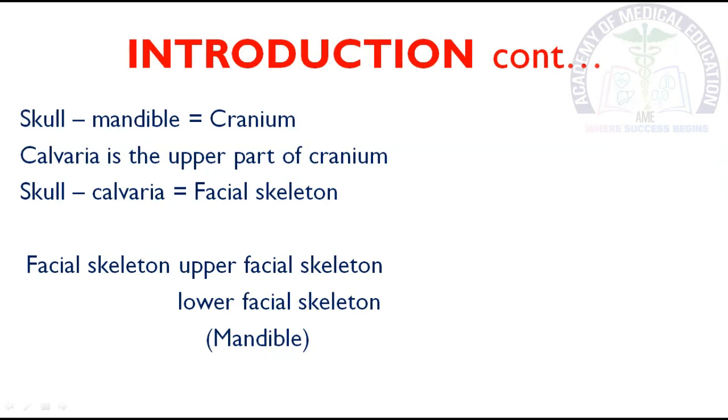Then to summarize the introductory part: skull minus mandible is equal to cranium. Calvaria is the upper part of the cranium. Skull minus calvaria is equal to facial skeleton. And facial skeleton is again divisible into two parts, upper facial skeleton and lower facial skeleton. That lower facial skeleton is actually the mandible.